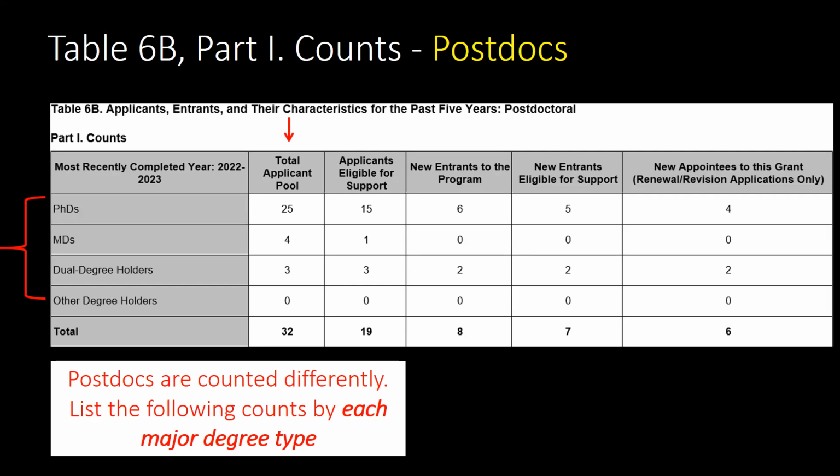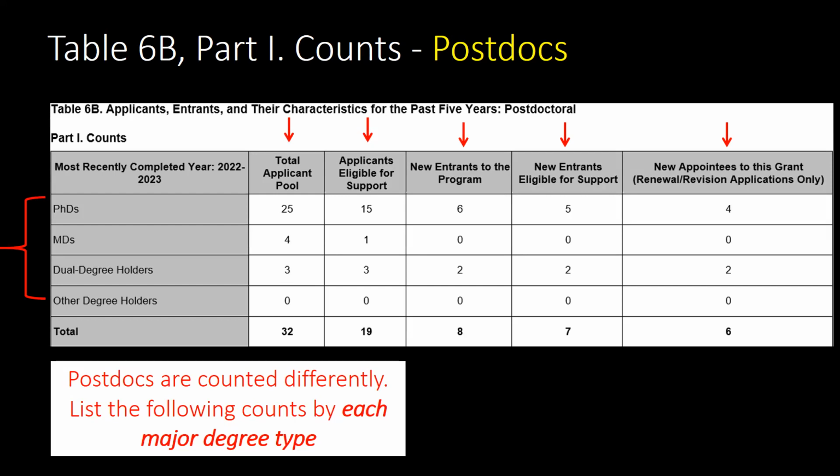So getting back to the postdoc counts, it counts by what type of degree they have. In this case, you had 25 PhDs apply that were in your pool, and only 15 of them were actually eligible for support, and then the new entrants eligible for support, and then how many were actually appointed to the grant. Same thing with your MDs, your dual degree holders, your MD PhDs. The thing here is it really depends on what type of program you have. If you have a PhD program, you may not have any MDs that apply for your program, right? So it's okay that that's all zero.